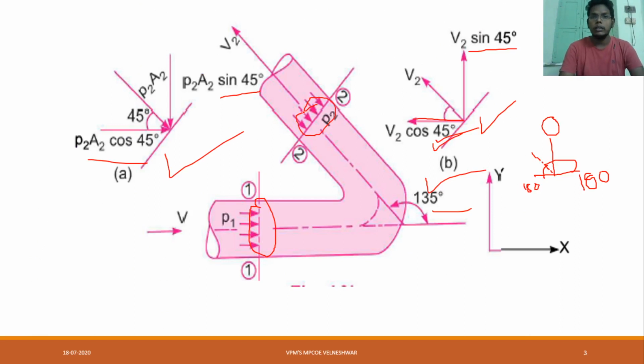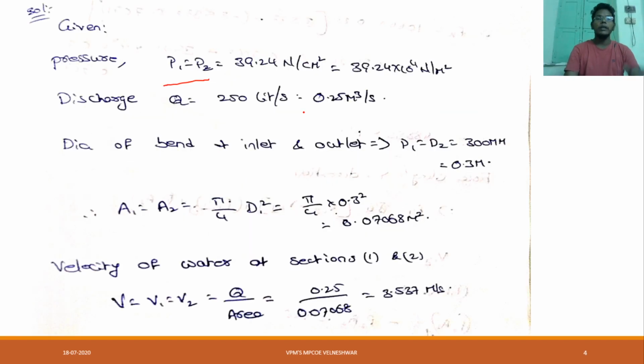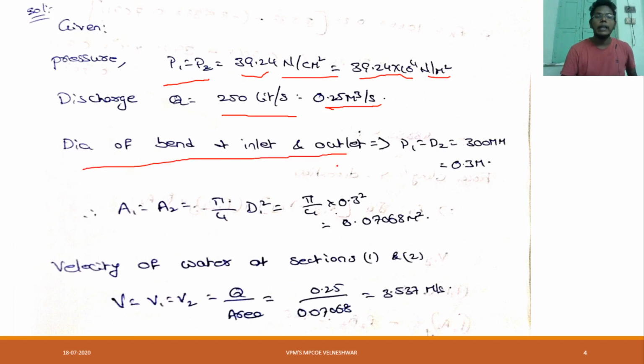Just now I said the question paper may come in different types of patterns. Here the pressure is 39.24 Newton per centimeter square. Converting into meters, it is 39.24 into 10 to the power 4 Newton per meter square. Discharge Q is equal to 250 liters per second, which converted into meter cube is 0.25. Next, diameter of bend at inlet and outlet: D1 is equal to D2 is equal to 300 mm, that is 0.3 meter. You know how to find the area.